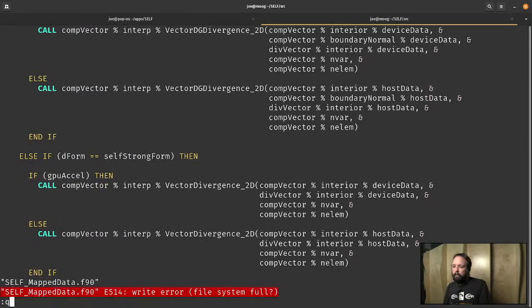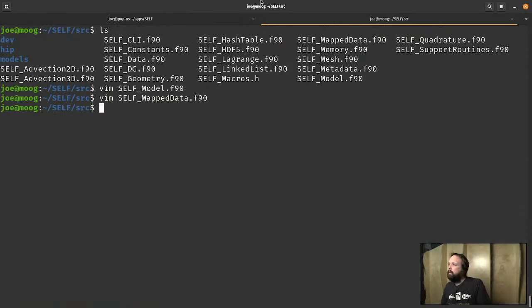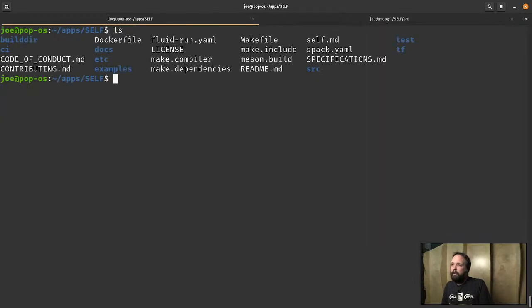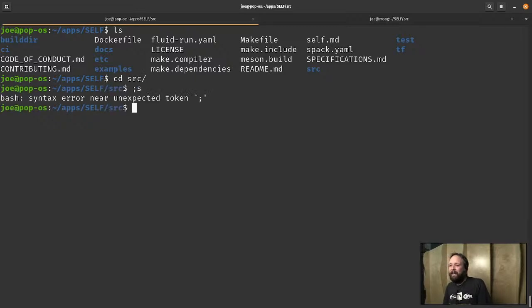But like I said, what we want to do, I'm going to get write errors on this system because I think I'm running out of disk space. So I'm going to hop over here to my laptop. Figured that was going to happen. So let's hop back in here.